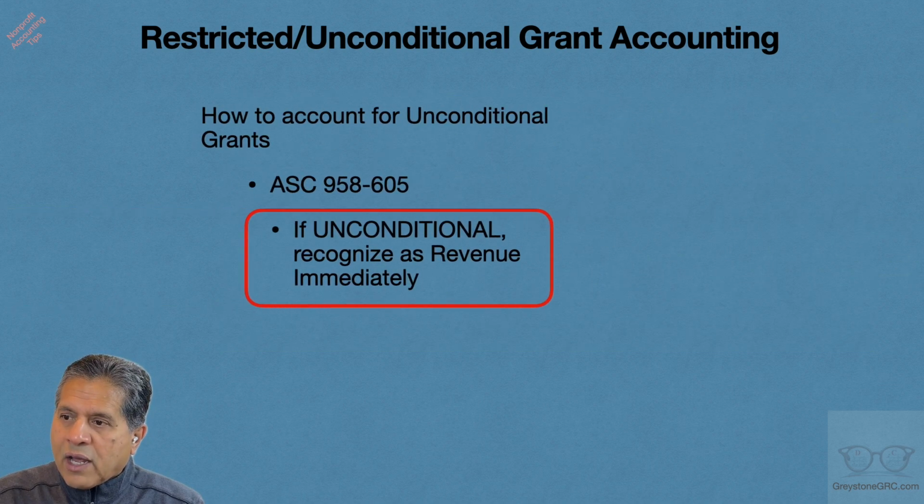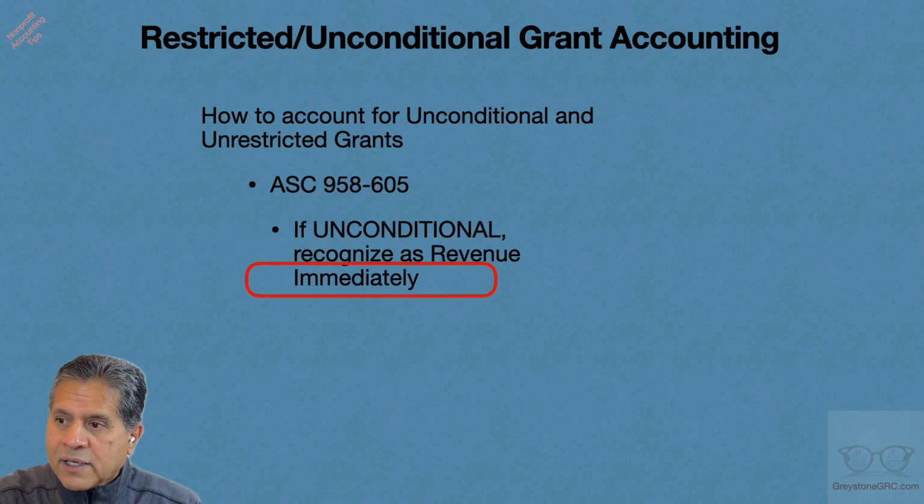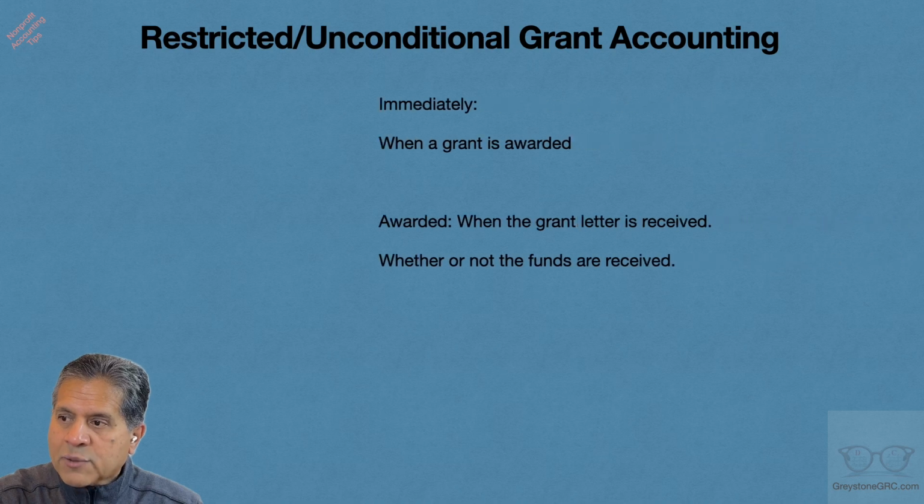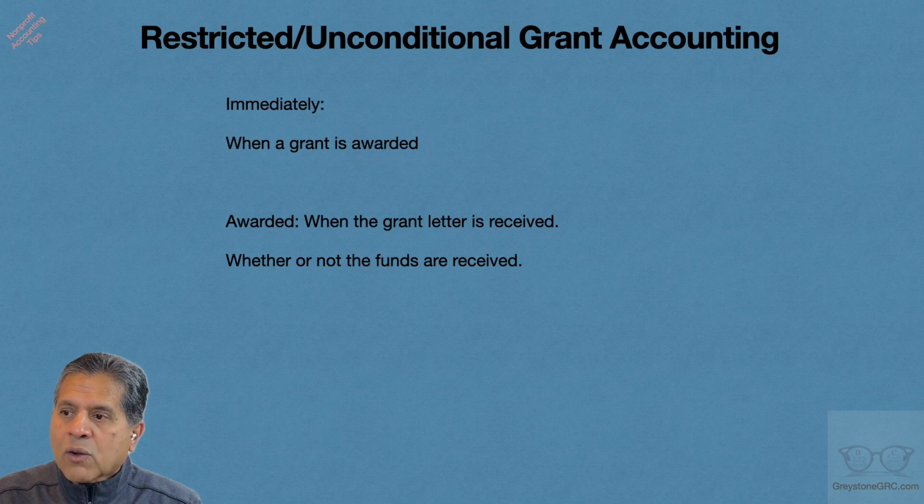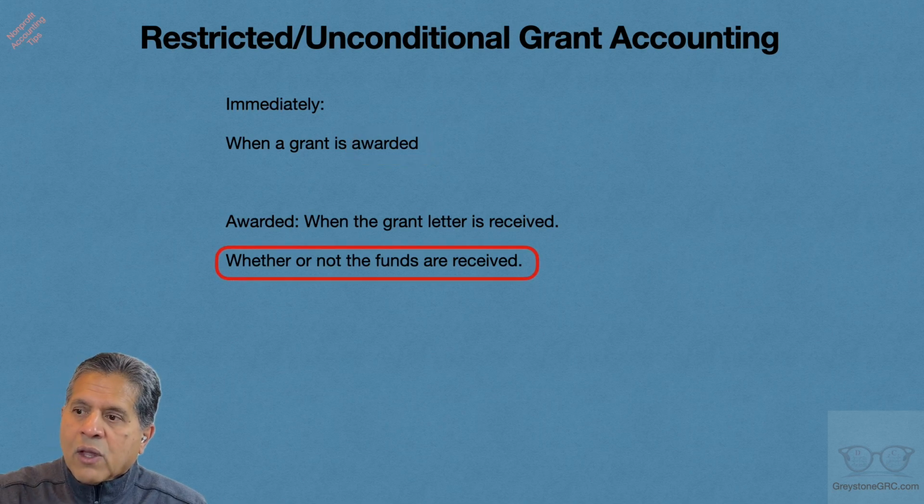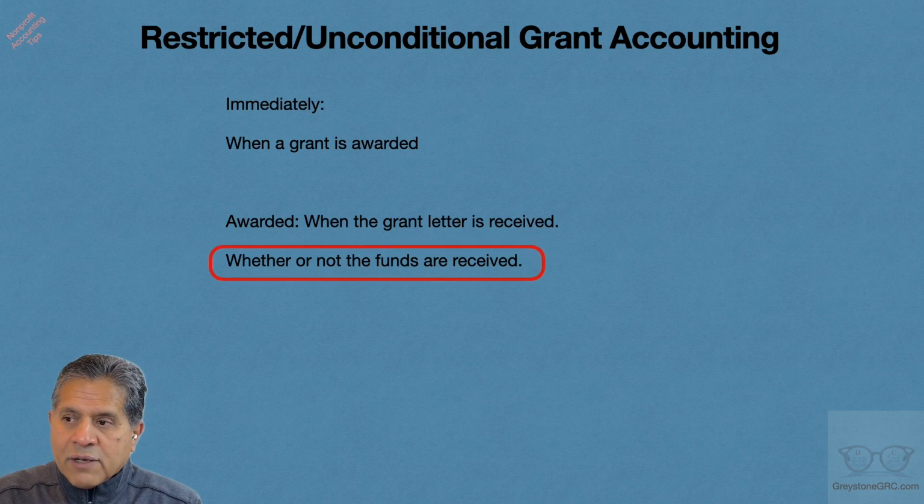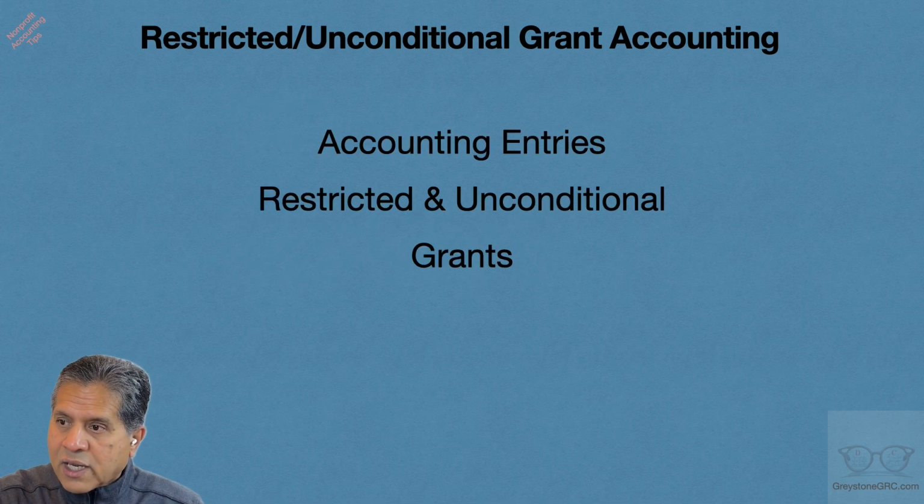So how do we account for unconditional grants? We recognize it immediately. And that immediacy is what causes a matching issue in terms of GAAP reporting and management reporting. So just to reiterate, when a grant is awarded, that's when you need to record the entry. The question is, when is a grant awarded? Well, whether or not the funds are received. So as soon as you get the grant letter saying that you've been awarded the $1,200, you're required to book the revenue whether or not the funds are received.